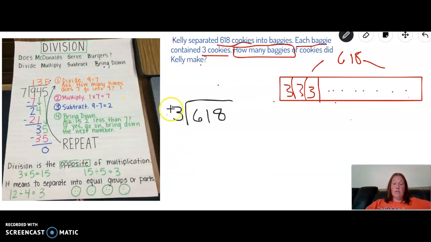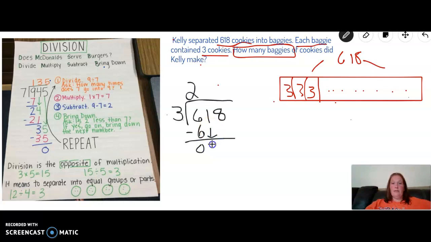3, I'm going to start with division. How many times does 3 go into 6? I know that 3 times 2 equals 6. Okay, so we just multiplied 2 times 3, 6. Subtract, we get 0. And step 4, we bring it down.